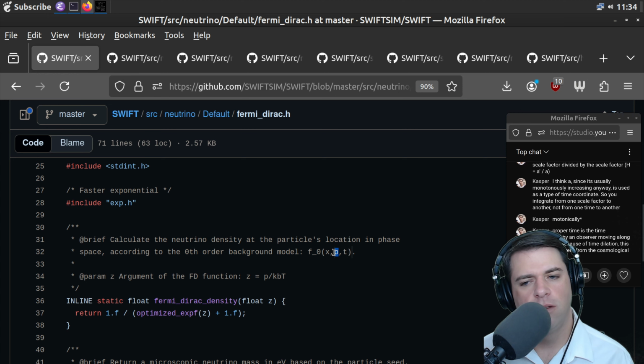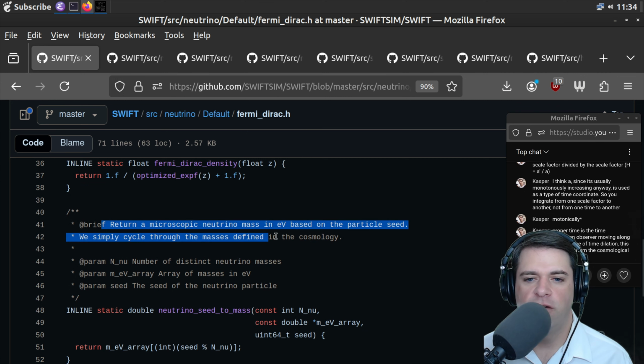So p, I think in physics, is momentum. x, I'm going to guess, is position. I don't know if it's a vector in time. And we have z, the argument of the FD function. But Fermi-Dirac. Return the microscopic neutrino mass in eV based on the particle seed.